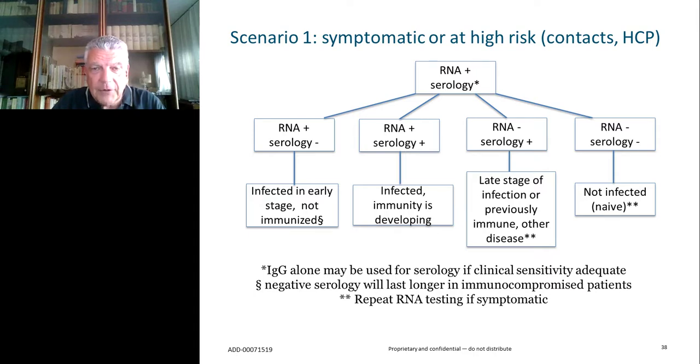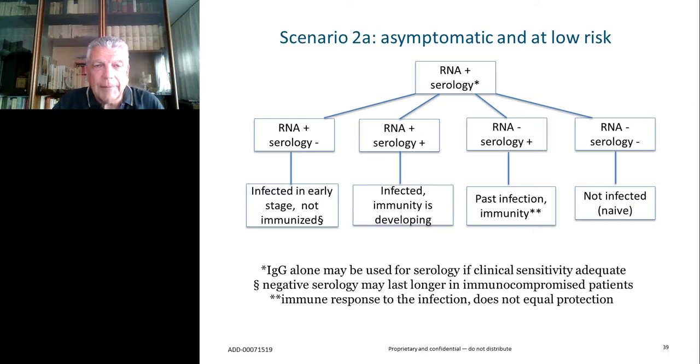And the same comes if you are dealing with a person that happens to be negative for RNA and serology. The rule of thumb should be this person is naive to the infection, but again, due to the pre-testing probability here and to the environment, it should be better to repeat testing in this scenario. Now, let's consider exactly the same combination in this different scenario, in which the population is completely different because it's asymptomatic and at low risk.